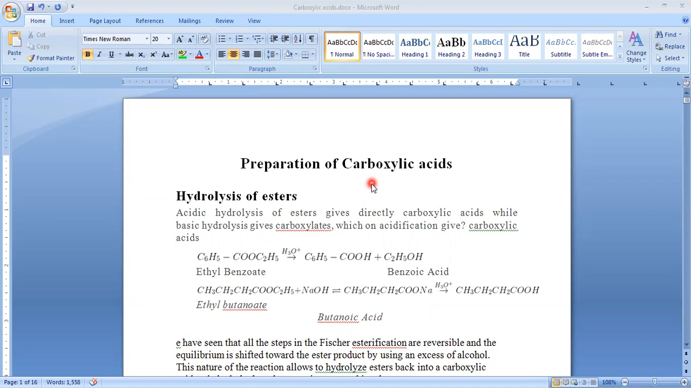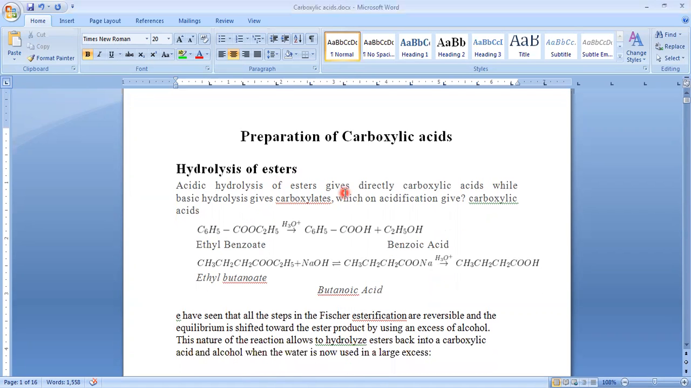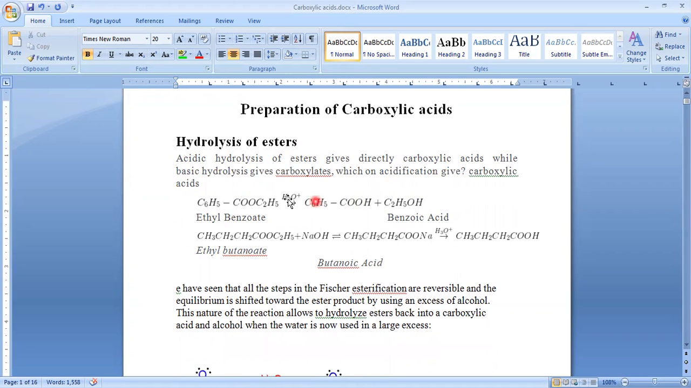Okay, so the first one is hydrolysis. In hydrolysis we can prepare the carboxylic acid by hydrolysis of esters, hydrolysis of amides, and hydrolysis of nitriles. Let's see the first one, hydrolysis of ester. Hydrolysis of ester can be achieved by acidic hydrolysis or else basic hydrolysis. In both ways we can prepare carboxylic acid. Acidic hydrolysis of ester gives carboxylic acid directly, while the basic hydrolysis of esters first gives the carboxylate ion, which on acidification gives carboxylic acid.